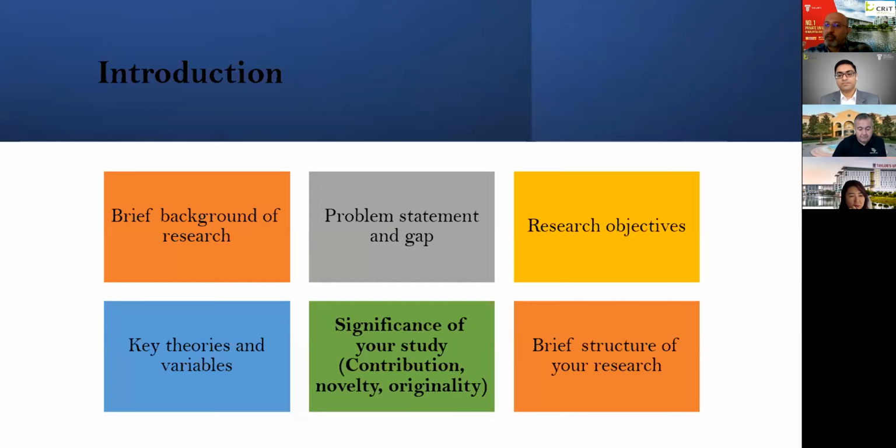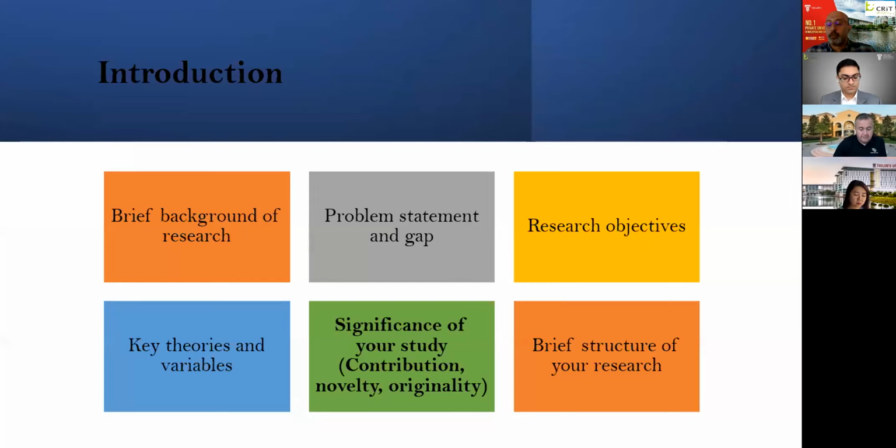Then based on this background, if you are talking about tourist experience, green products, or adoption of green technology, this is your brief. But what's the problem? What's the gap about adoption of green technology? There are many, many previous studies. What is the gap that you want to fill, that you want to address in your research? So based on the background, you can go to the problem statement and gap. This is very important.